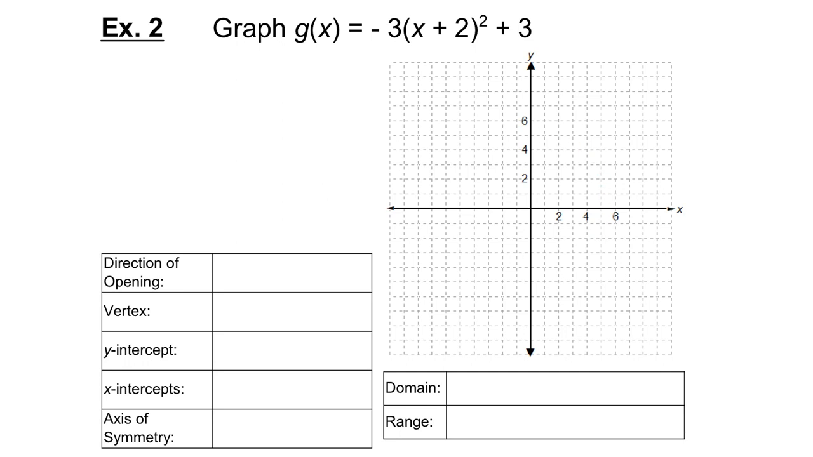I also have extra information that we're looking for. What is the direction of opening? Is it up or down? What are the coordinates of the vertex, the y-intercept, the x-intercepts? What's the equation of the axis of symmetry? And we'll even throw this in, domain and range. See if you can remember all that.